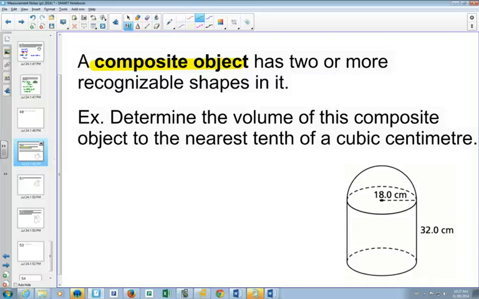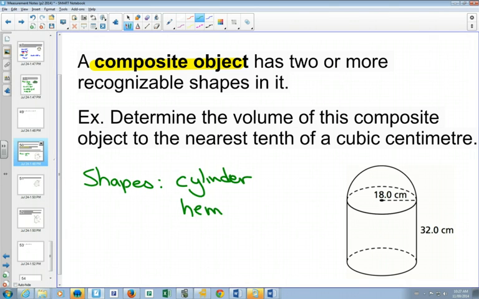So here we have a composite object. We need to find the volume. First of all, what shapes do you see? Cylinder. And hemisphere. Wow, perfect.